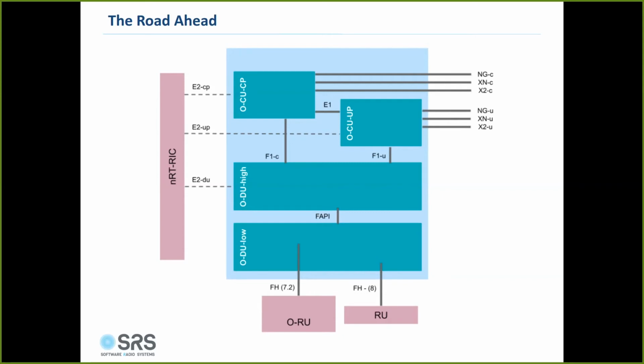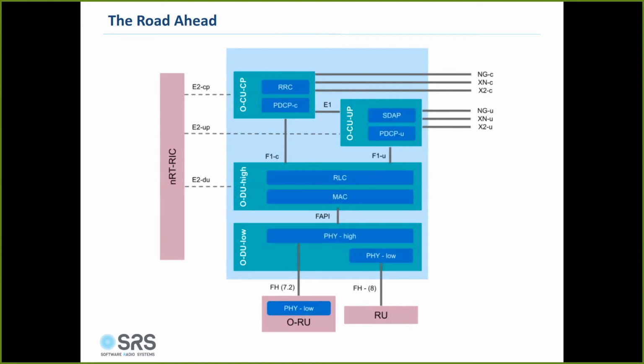So in addition to splitting DU and CU and splitting the CU between control plane and user plane, we're also integrating the FAPI interface. This starts to become very interesting when you look at existing solutions for O-DU low, such as the FlexRAN solution from Intel. By including this FAPI interface, it means that these third-party solutions should be plug and play with our overall architecture, which I think is going to be really interesting moving forward.